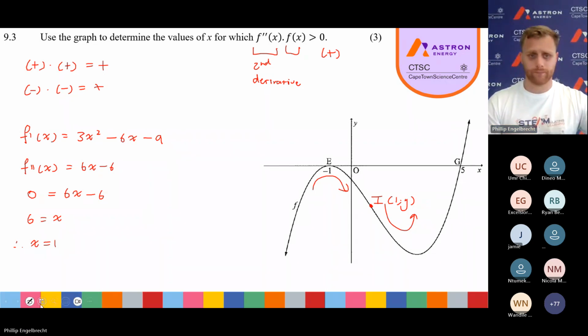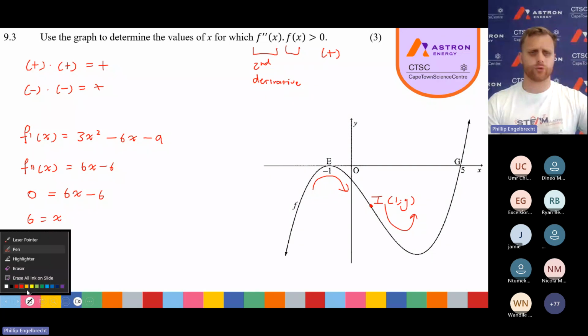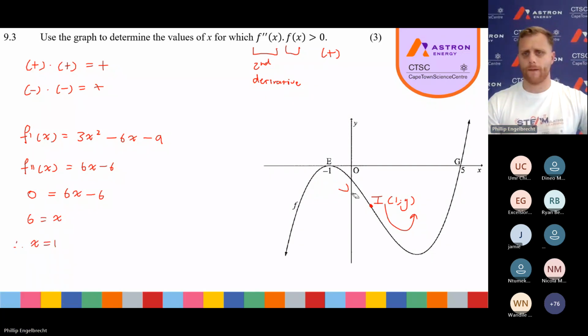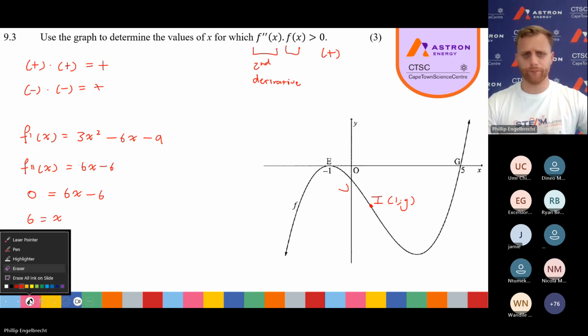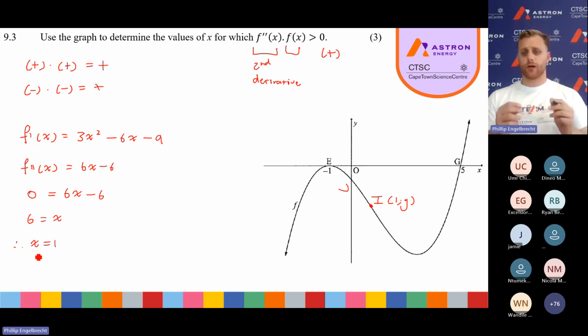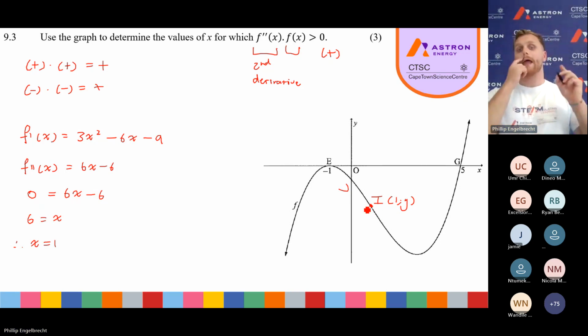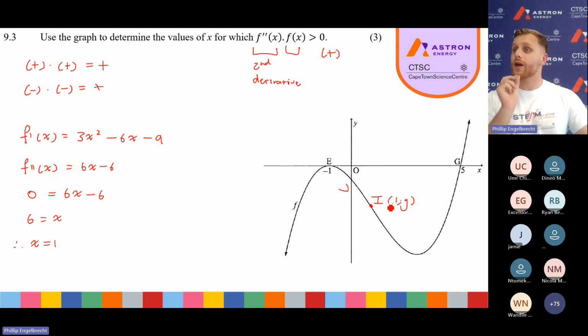So, let me just get out my eraser. Okay. So guys, I found my inflection point. Okay, my inflection point is this value y. Okay. Now, what do I know about my inflection point?